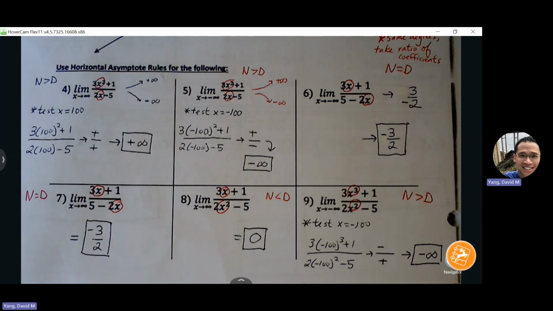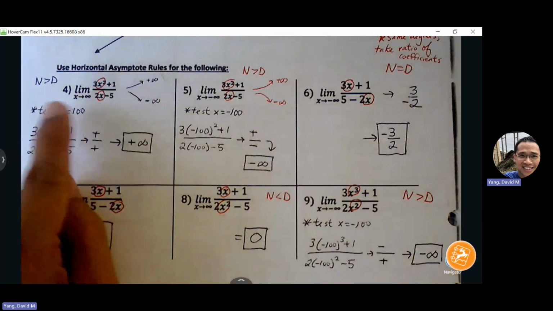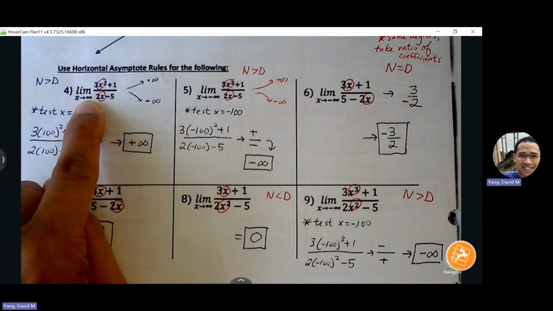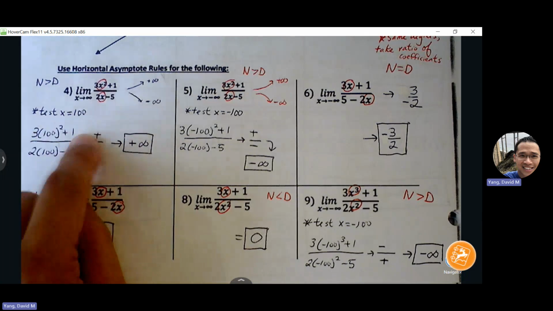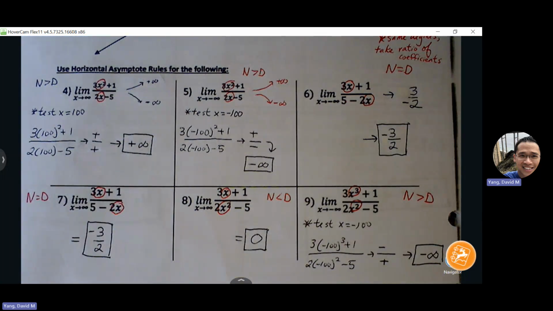Okay, so number 4, my numerator is greater than my denominator. I know that the limit is not going to exist. It's either going to fly up towards positive infinity or negative infinity, but I don't know which direction it's headed. So I'm going to choose a value in the direction that the graph is headed. It's headed towards positive infinity. I'll test 100. I'll insert 100 into my numerator and denominator and convince myself that my numerator and denominator are both positive. So I know my graph is headed up towards positive infinity.